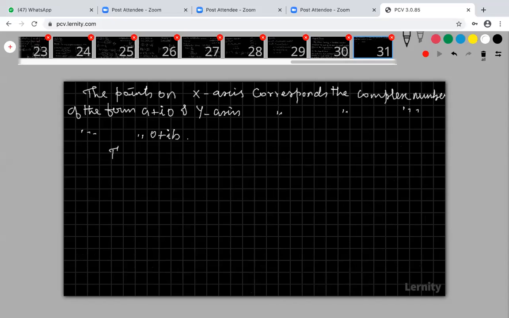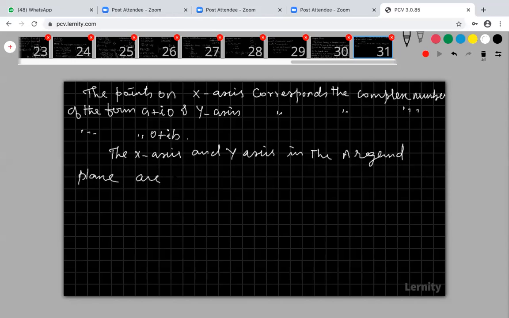So the x-axis and y-axis in the Argand plane are called the real axis and imaginary axis respectively.